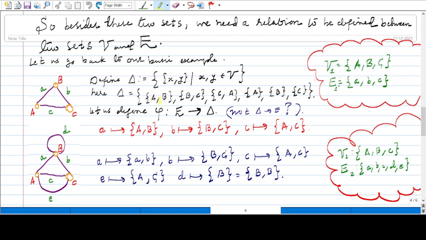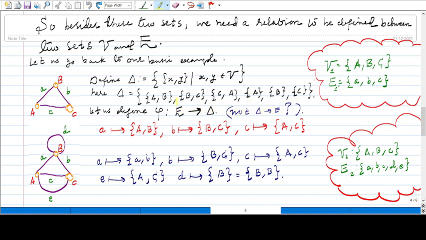Now I am going to define a function phi from E to delta. Don't worry, a function is always a relation. Functions are subsets of relations. So I'm going to define a function, and that's the beauty. We will get a function rather than only a relation. So I'm defining it from E to delta. Here I have mentioned not delta to E, and I will tell you why.